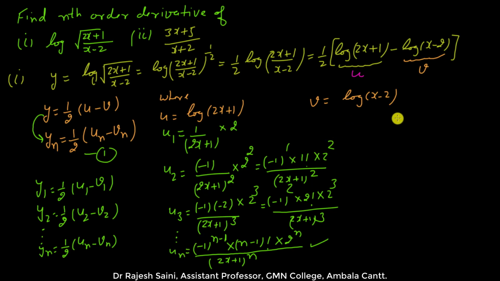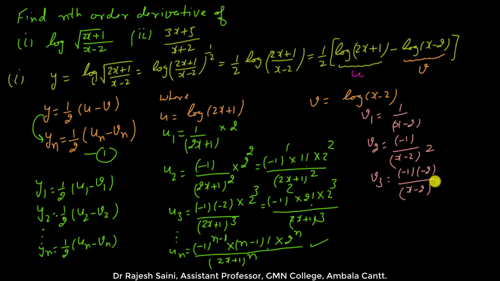Now similarly, on the same lines, we will find the nth order derivative of v. So let me do it. Differentiate first one time, it will be 1 by (x minus 2). Differentiate one more time, we will be getting minus 1 divided by (x minus 2) raised to the power 2. Differentiate one more time, minus 1 into minus 2 divided by (x minus 2) raised to the power 3.